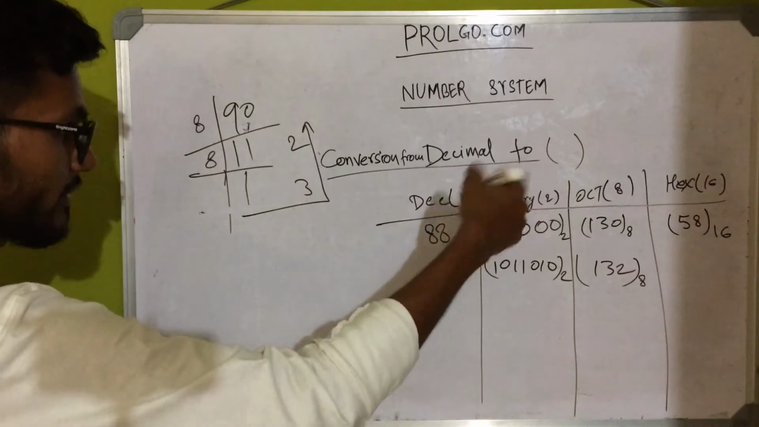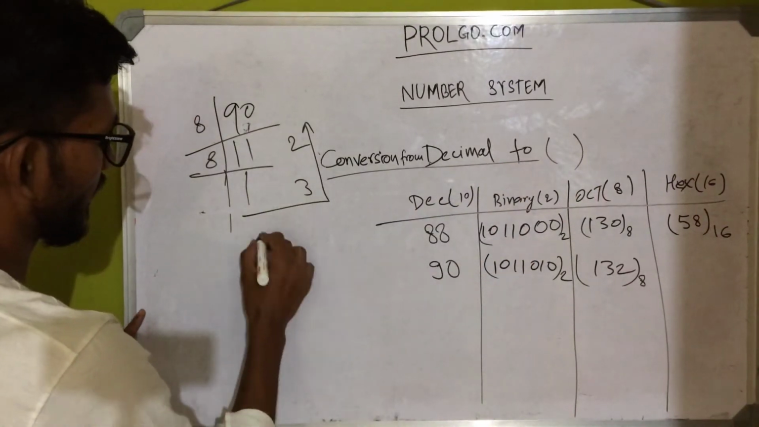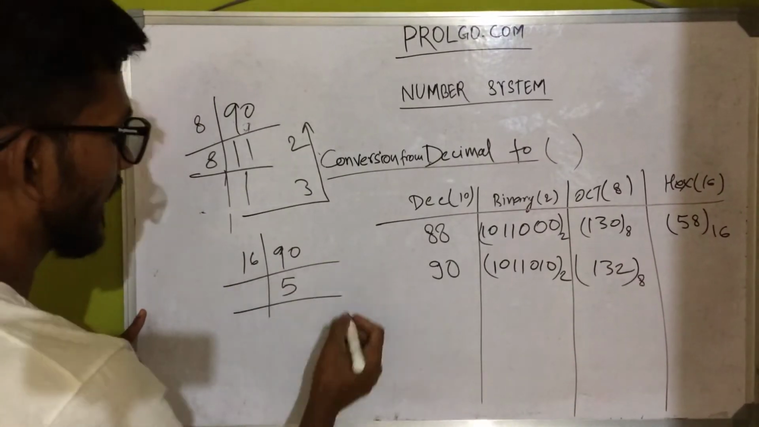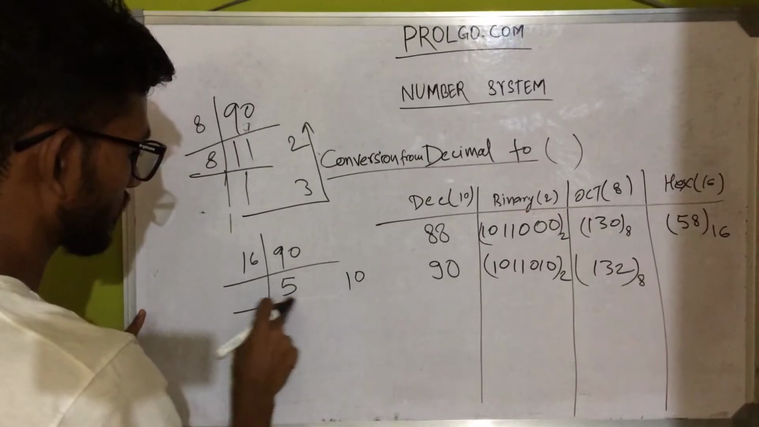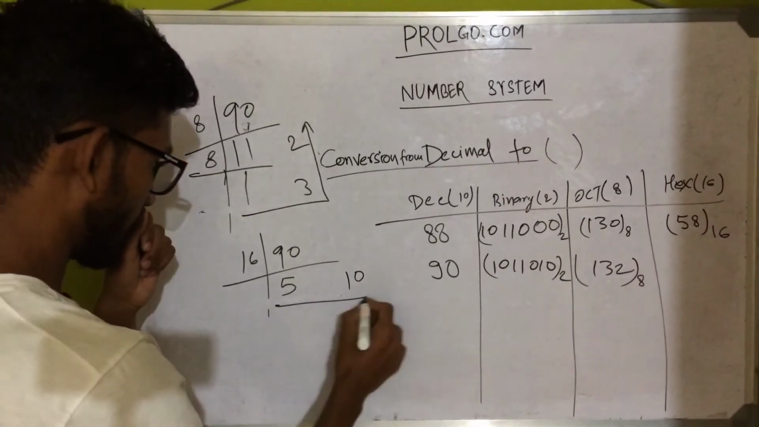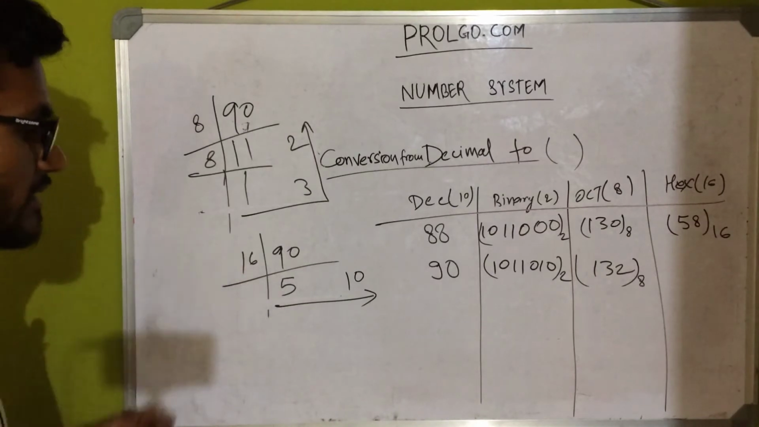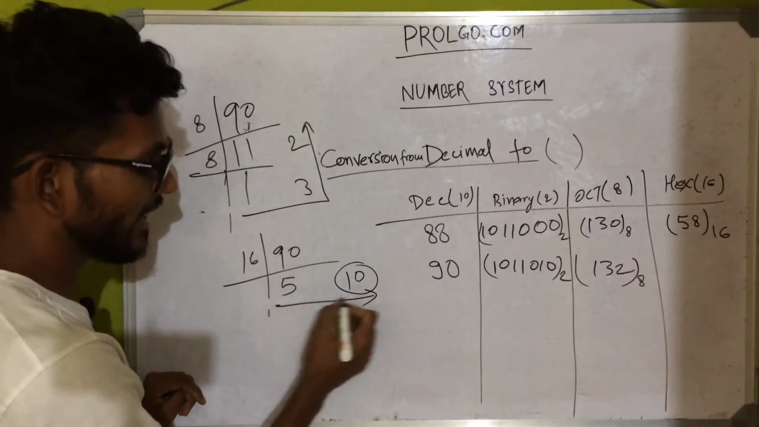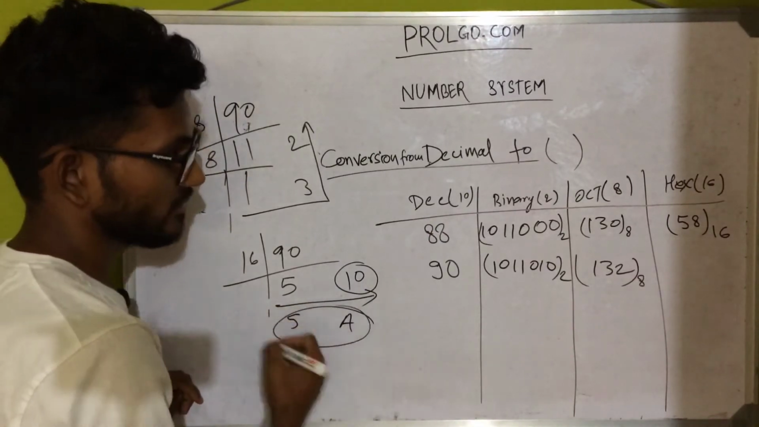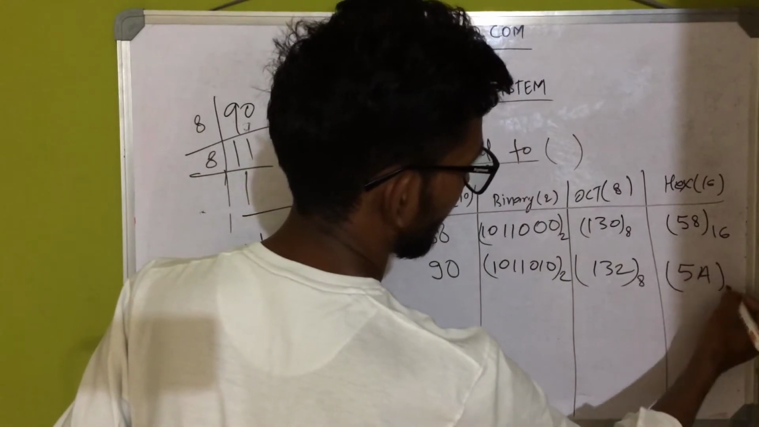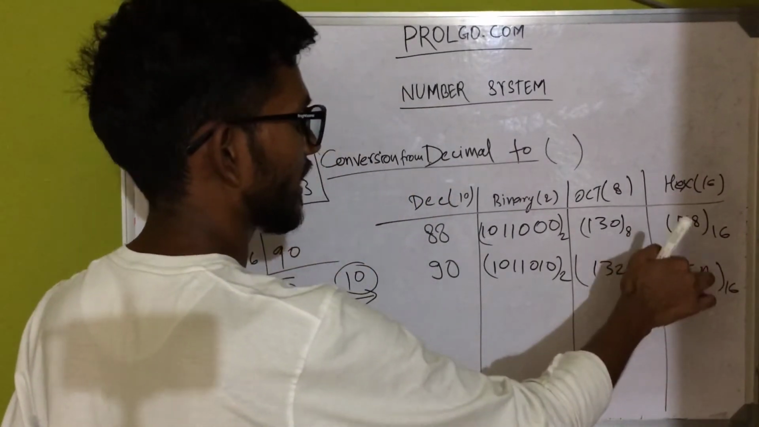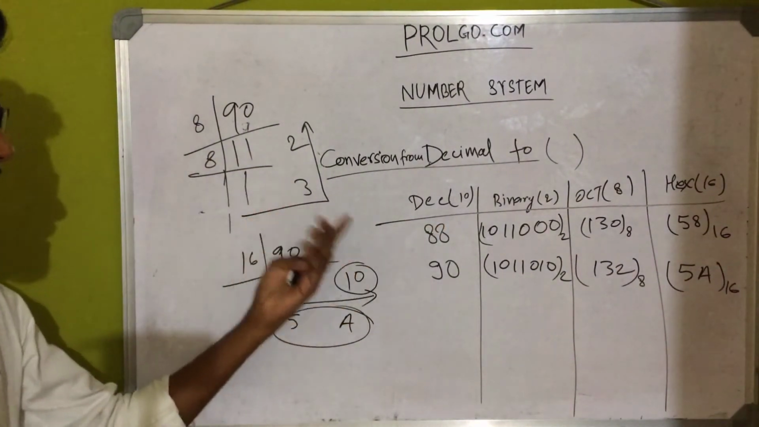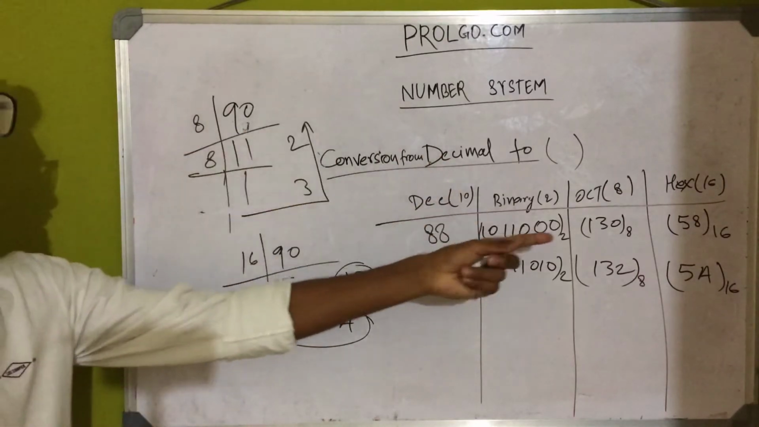Now the same number, 90, we will convert into hexadecimal. 16 into 5 is 80, and the remainder is 10. Now 5 is less than 16, so this is the remainder, and the earlier remainder was 10. So it will be 5 and then A, so it is 5A. Checking: 16 into 5 is 80, plus 10 is 90. So this is how you can convert any decimal number to any target base system.